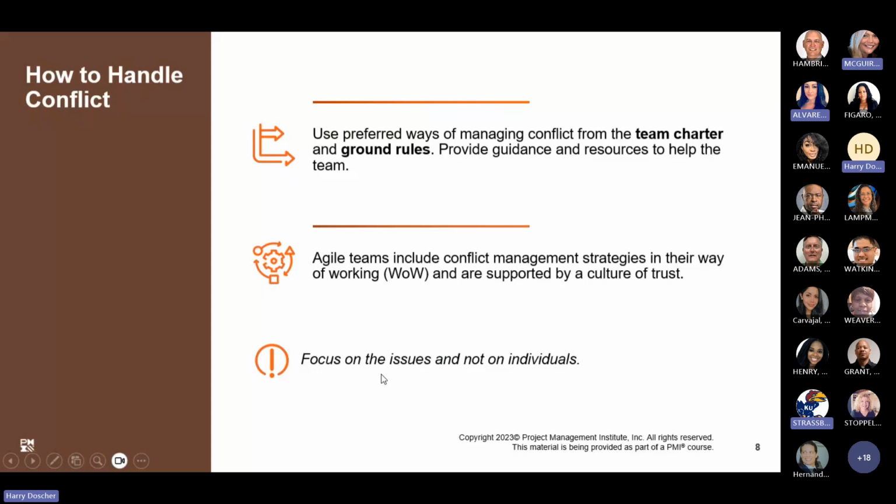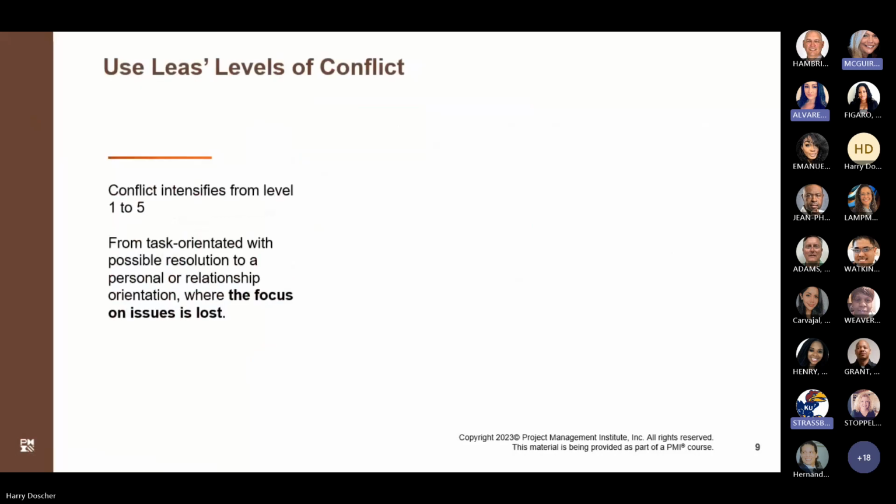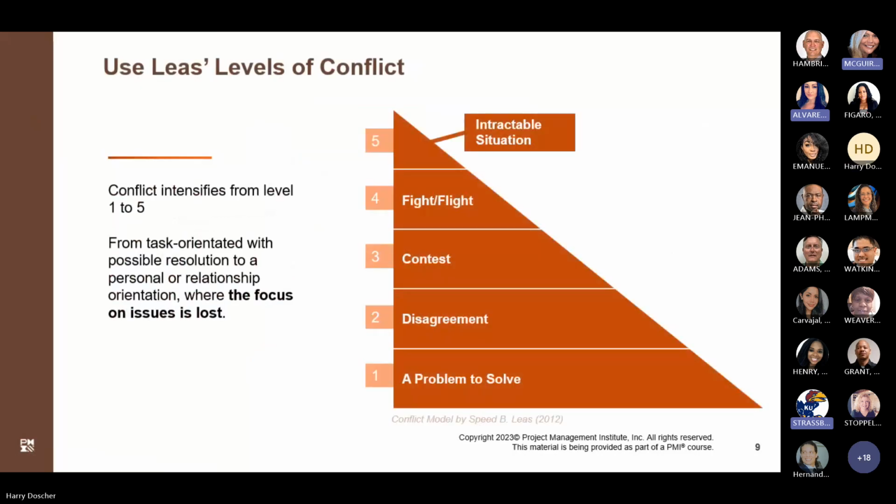One of the big things is focusing on the issues themselves and keeping things from getting too personal at all, because different individuals may have different perspectives, different ways of expressing things. Just make sure that you are focusing on the issues.